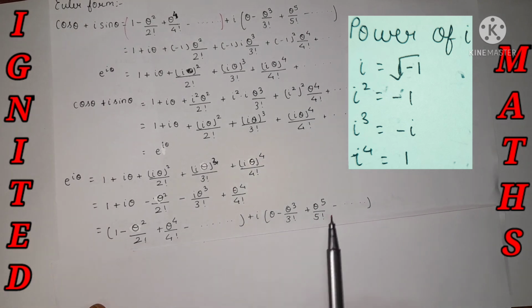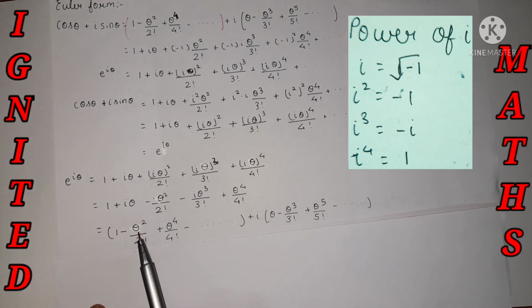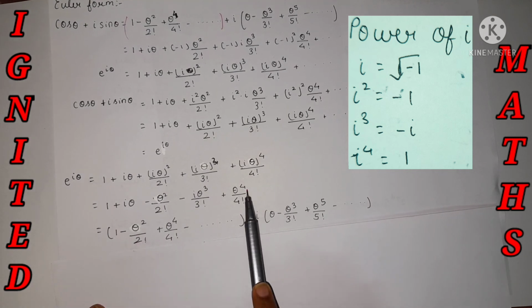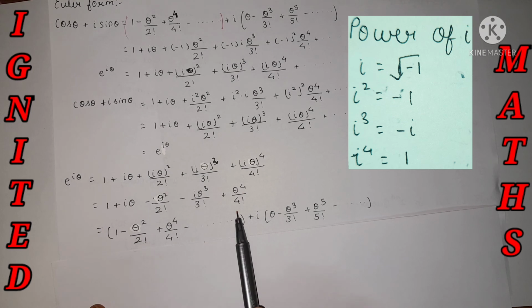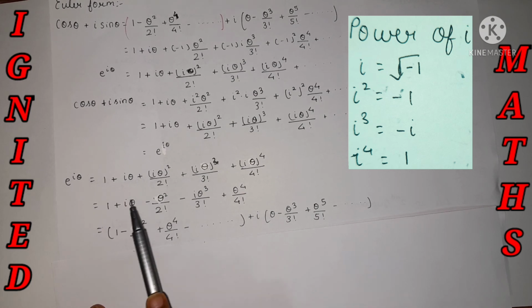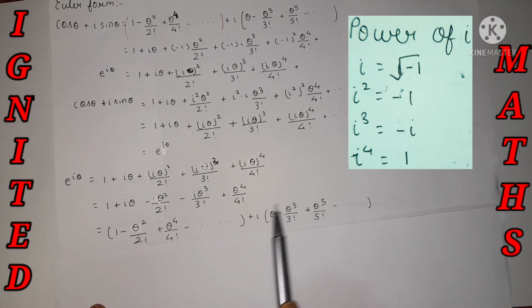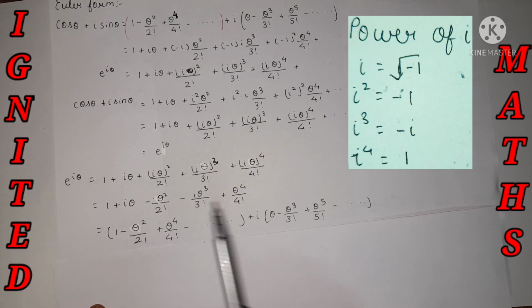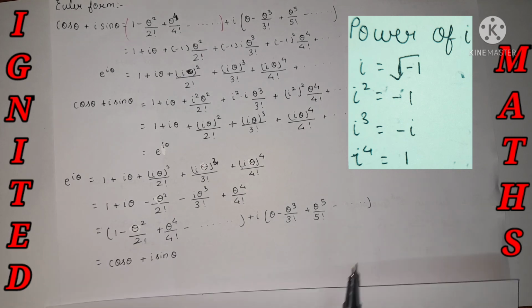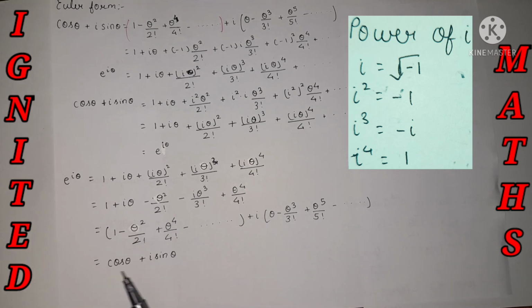Now let's separate the brackets. Okay, 1 minus theta square by 2 factorial plus theta raised to 4 by 4 factorial. Okay, plus i and all my imaginary part. All the imaginary part which contains the i I have written over here, and this is nothing but my cos theta expansion, and this is nothing but my sin theta expansion. So cos theta plus i sin theta also we have proved it.